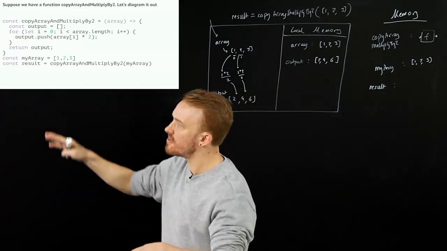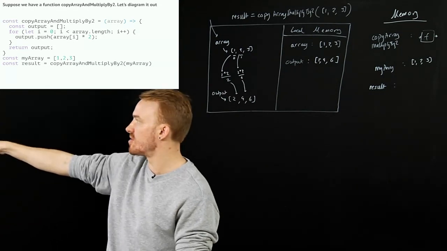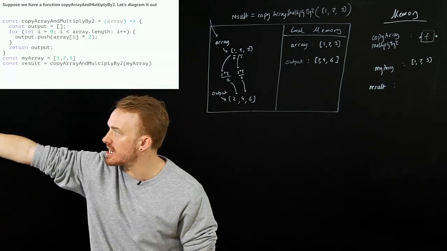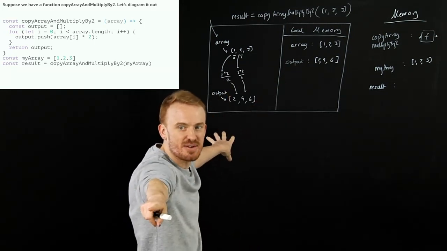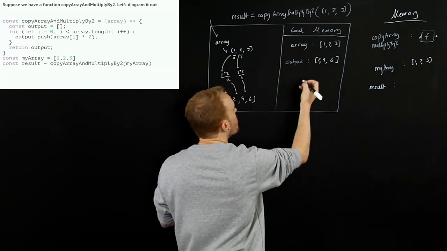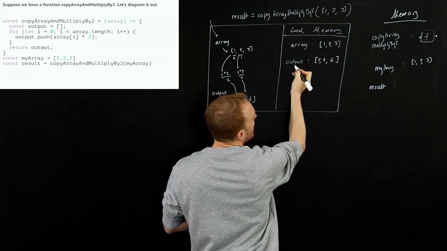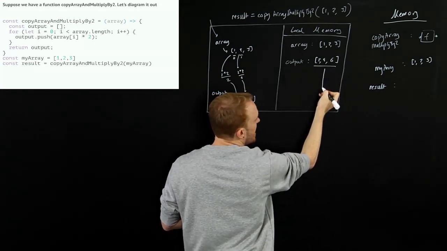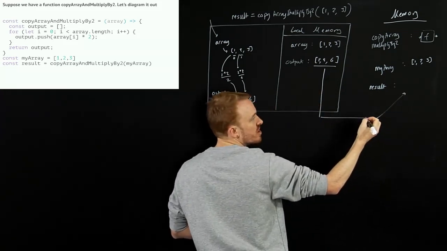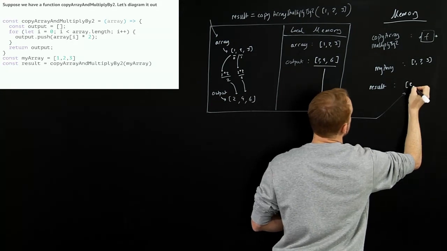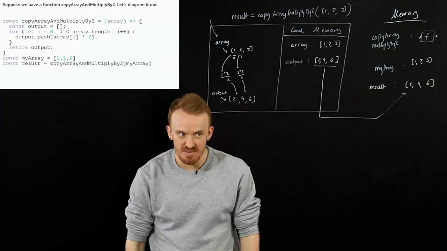And Virginia, the final line of calling copy array and multiply by 2 with the input of 1, 2, 3. We've got our lovely output array there, but it's stuck inside our execution context. How do I get it out, Virginia? Return. I return what? That array. Absolutely. I return the value of output, which is the array, out to what global label? Result. Into result. There it is: 2, 4, and 6. Good.